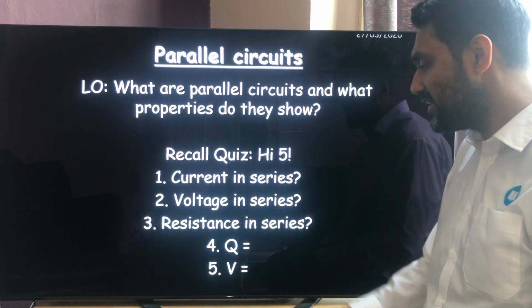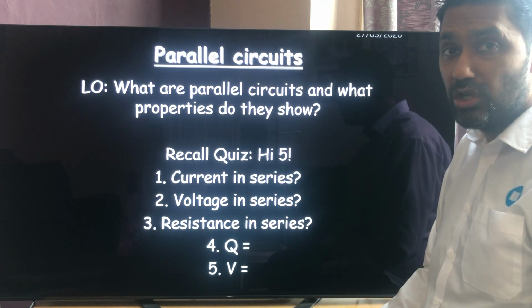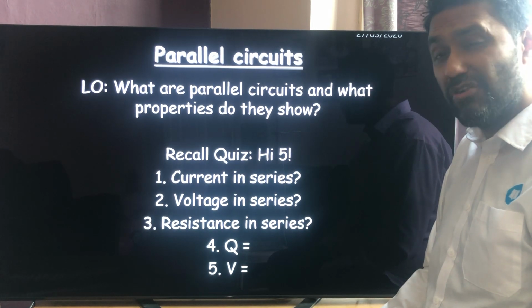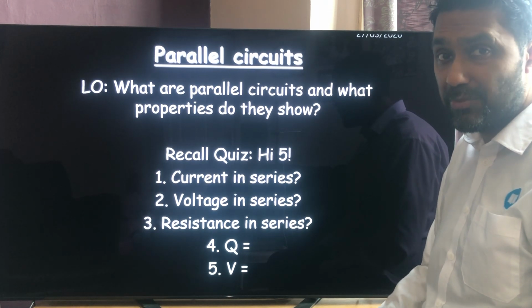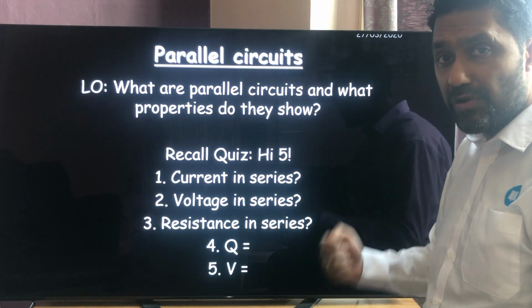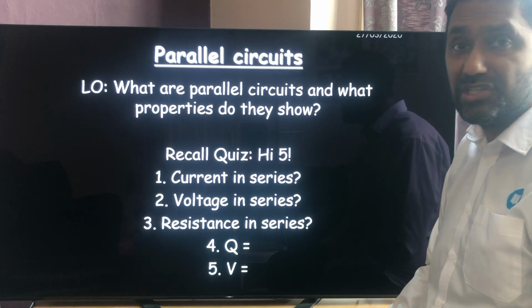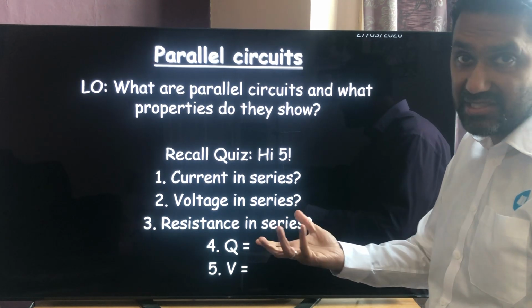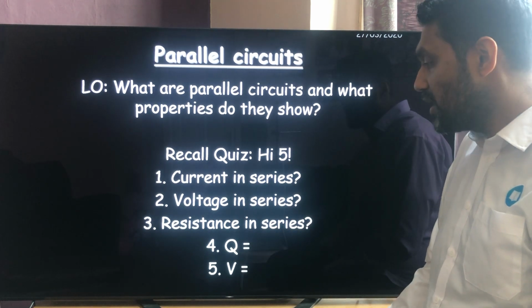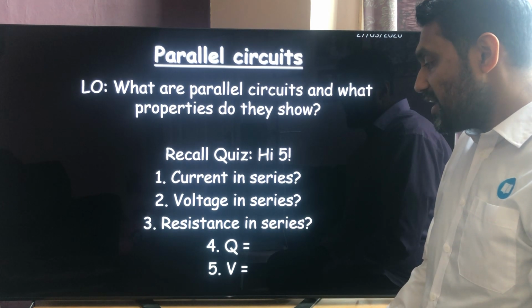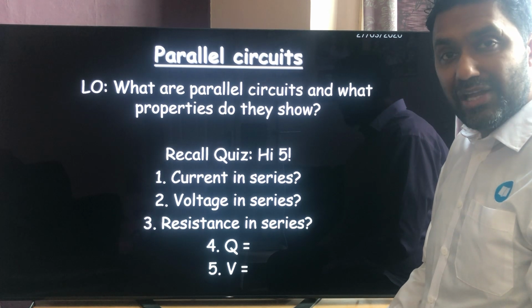And number 4, Q equals IT. The charge, which is measured in coulombs, is the current measured in amps times the time, which is measured in seconds. Remember, coulombs for charge, current is in amps, time must be converted into seconds. So if you had 1 minute, it would be 60 seconds, 5 minutes would be 300 seconds, and so on.